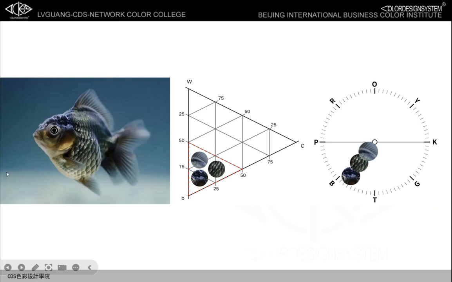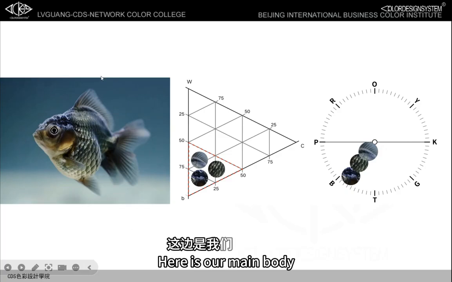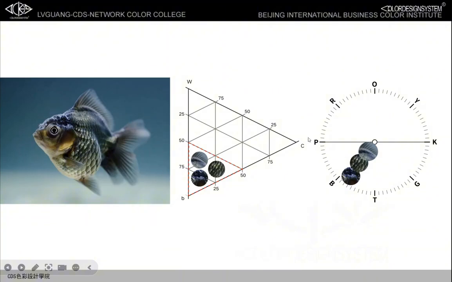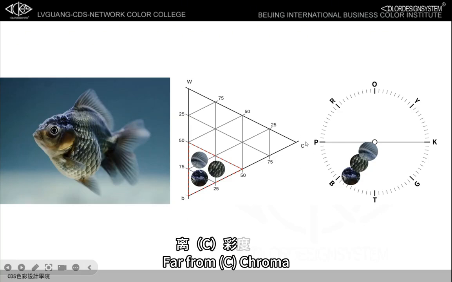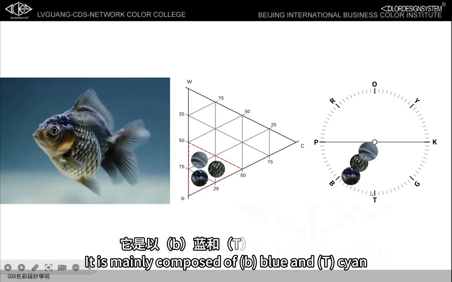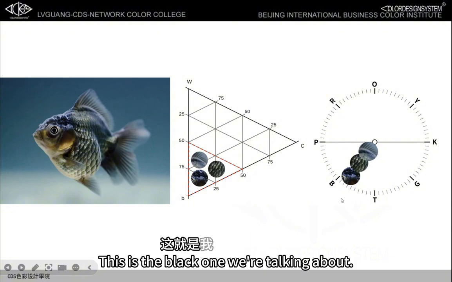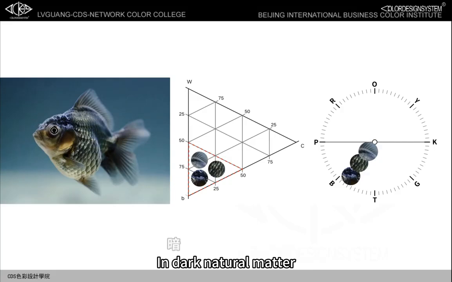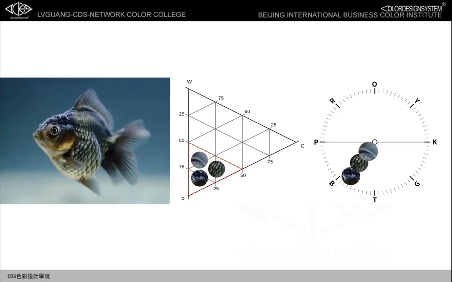Okay, we'll check it out in the entire color system of the visual system. You can see clearly, here is our main body, the black goldfish. In the triangle, the position of its color is in the lower corner of the whiteness and blackness line, far from C chroma. In the hue circle, it is mainly composed of B blue and T cyan, on this line. This is the black we're talking about, in dark natural matter, and its performance in the CDS color system.